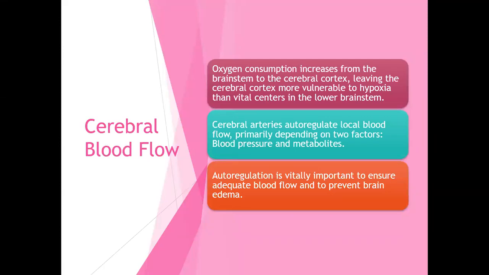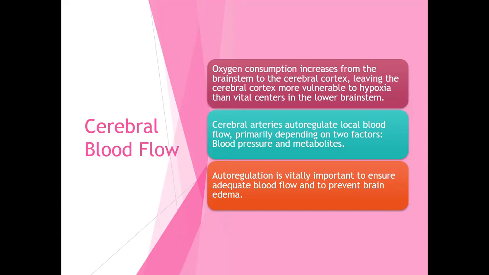So oxygen consumption increases from the brainstem to the cerebral cortex. So the cerebral cortex needs a lot of oxygen, and it's more vulnerable to hypoxia than the vital centers in the lower brainstem. So when you start getting hypoxic, you start getting confused and having motor difficulties, but your vital systems are still working because they don't need as much oxygen until it gets really bad. So the cerebral cortex consumes a lot of oxygen.